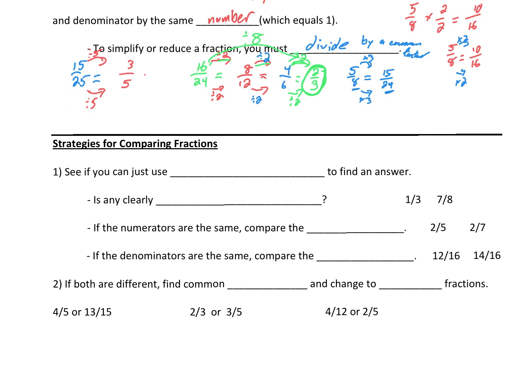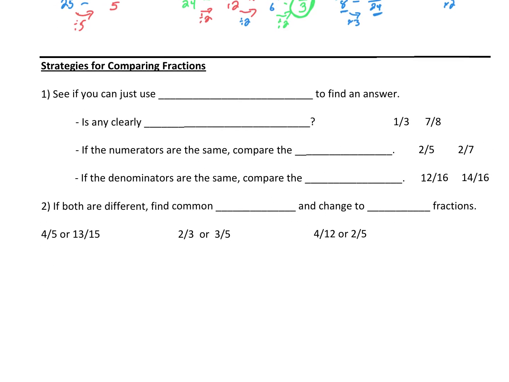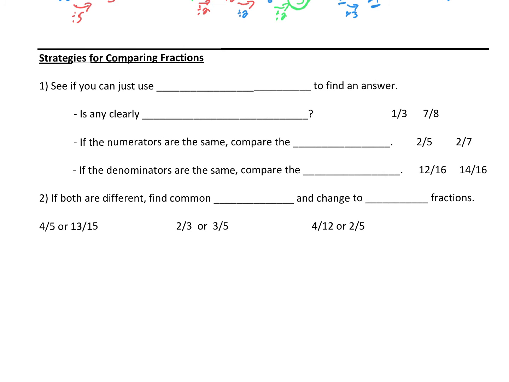Okay, let's talk about comparing fractions now. I've got an example over here off to the left side. We have 1/3 and 7/8. Let's see if you can just use reasoning to find an answer. Use something that makes sense. I've got 3 different ways to use reasoning to figure this out. Is any clearly bigger or smaller?